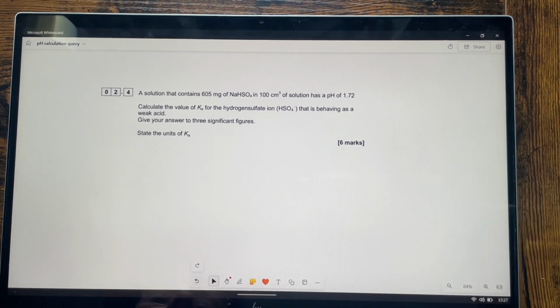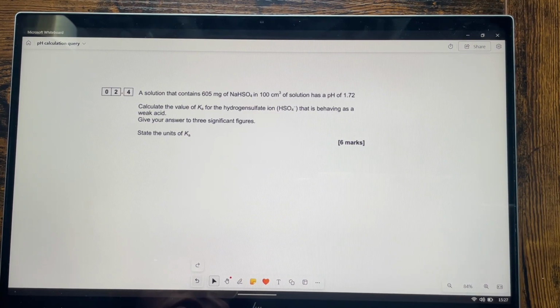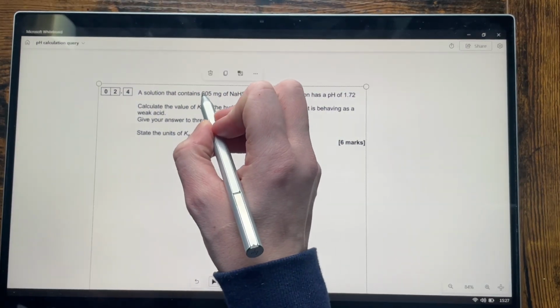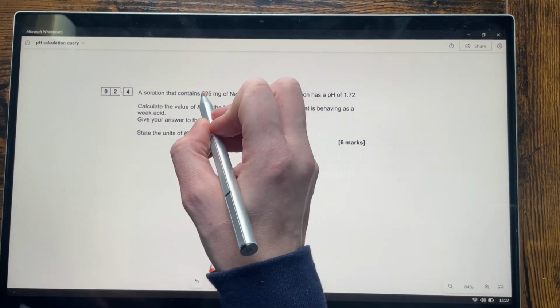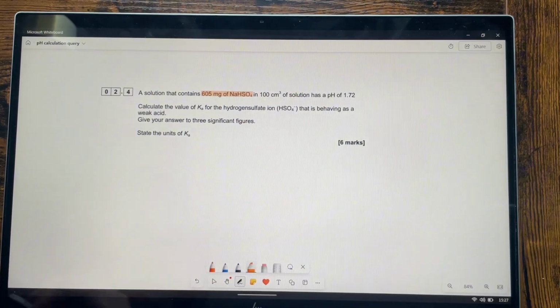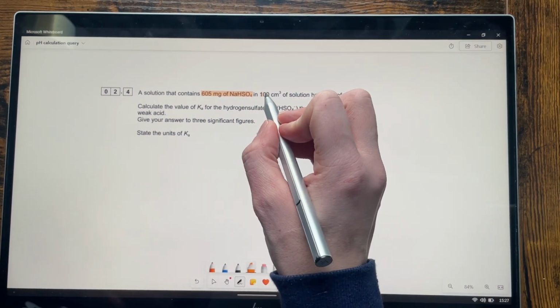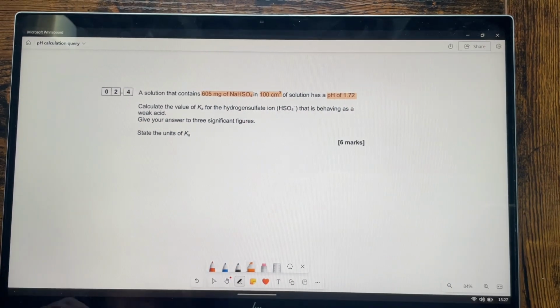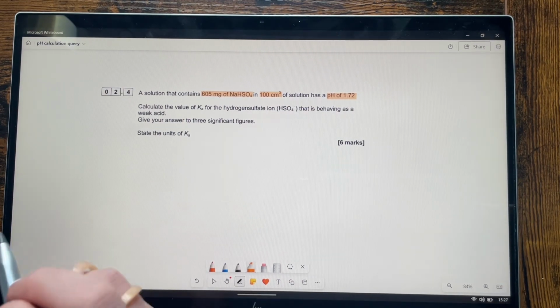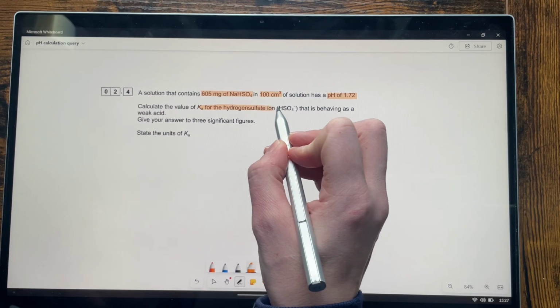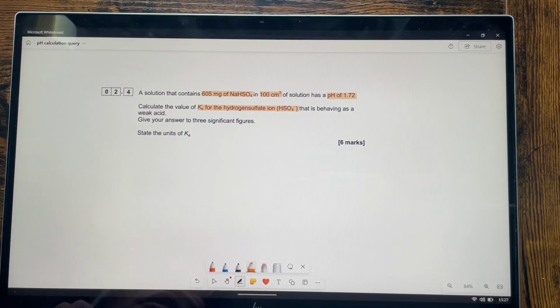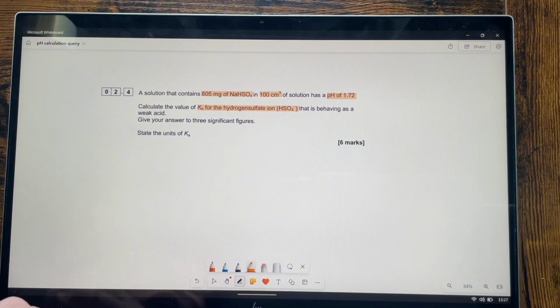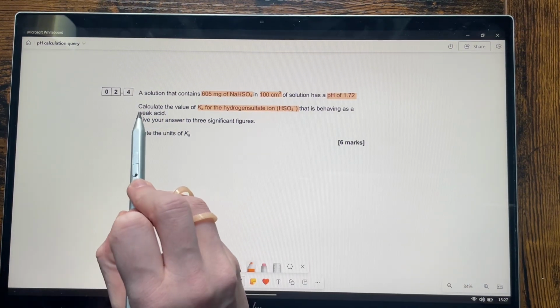The question says that a solution that contains 605 milligrams of sodium hydrogen sulfate in 100 centimeters cubed of solution has a pH of 1.72. So that's quite a lot of important information already. We've got a mass, albeit in the wrong units, of sodium hydrogen sulfate. We have got a volume for the solution, and we know the pH of the solution. Our job is to calculate the value of Ka for the hydrogen sulfate ion, which is the HSO4- with the Na being Na+, and it's that ion that is behaving as a weak acid.